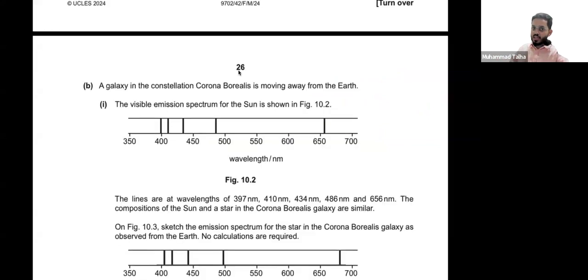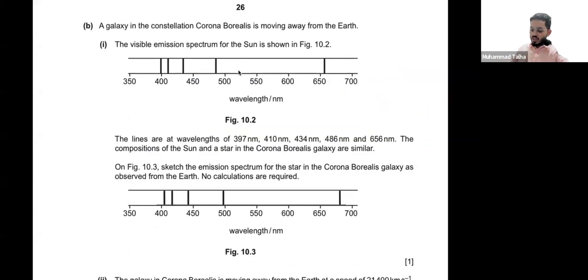Again, slightly tricky. A galaxy in the constellation of Corona Borealis, again, this word just gives me trauma, is moving away from the Earth. So the visible emission spectrum of the sun is shown. So you have some wavelengths. Lines are at wavelengths 397, 410, 434, 486, and 656. Compositions of the sun and a star in this galaxy are similar. On 10.3, sketch the emission spectrum for the star in this galaxy as is observed from the Earth.